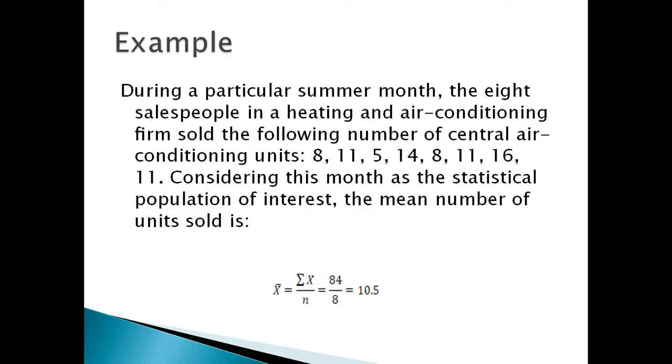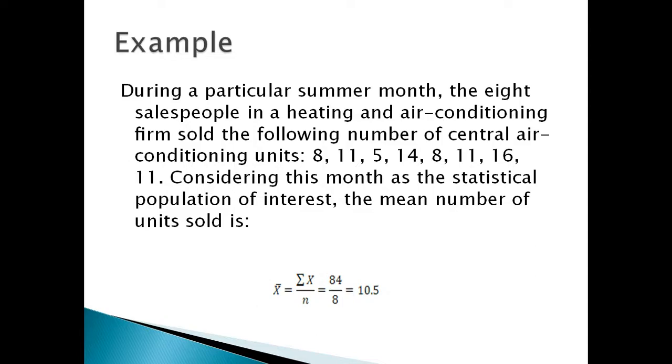Let us look at this example. During a particular summer month, the 8 salespeople in a heating and air conditioning firm sold the following numbers of central air conditioning units: 8, 11, 5, 14, 8, 11, 16 and 11. Considering this as a statistical population of interest, what is the mean number of units sold? Because these numbers 8, 11 are a sample, this will look like this.